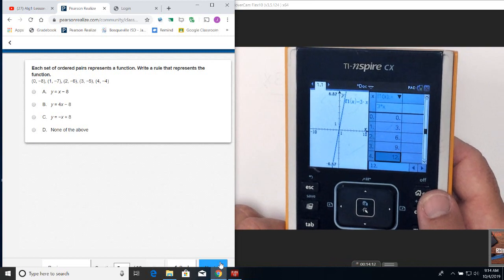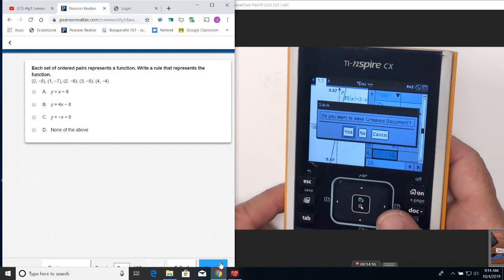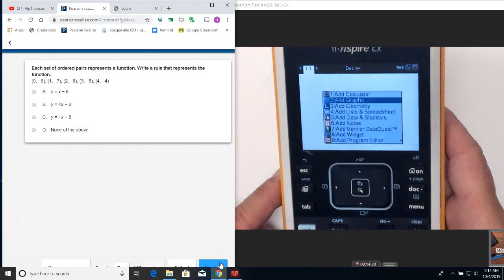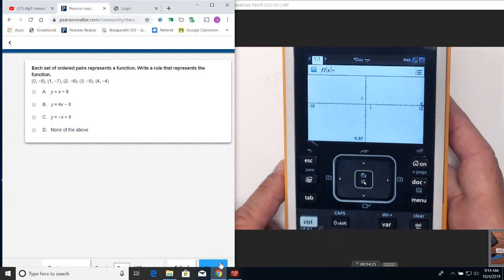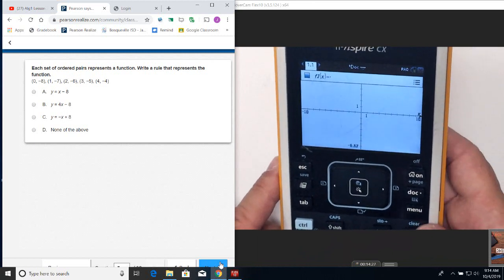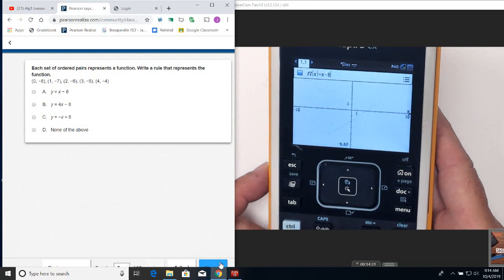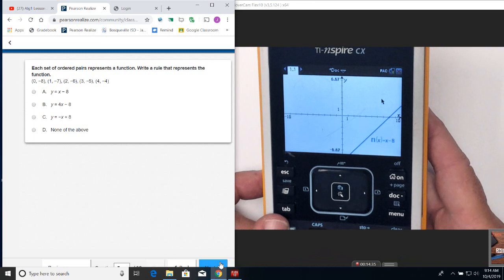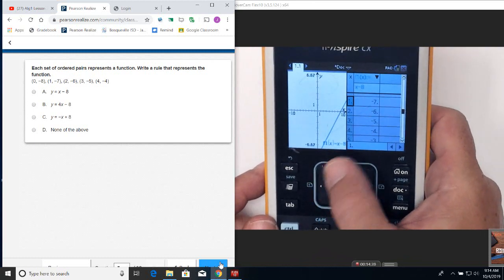So anybody want to guess one? So go to my home screen. Go to New Document. Don't save my last, and let's guess. What'd you say? So add a graph and guess A. Somebody said A. So let's take x minus 8. And then hit enter. And then look at your table. Control T. Is that the right table for those ordered pairs?